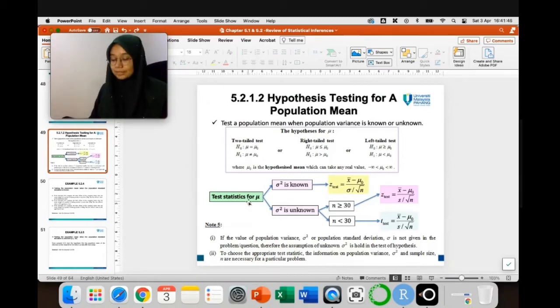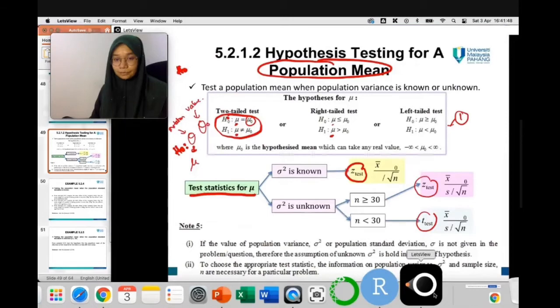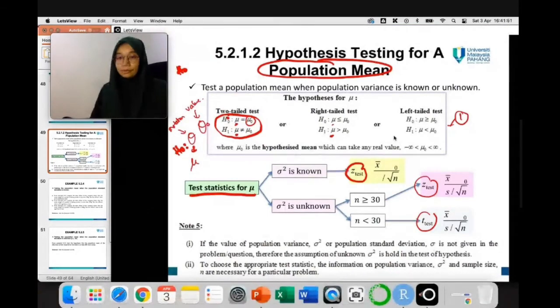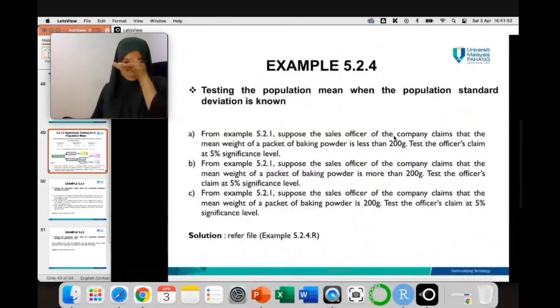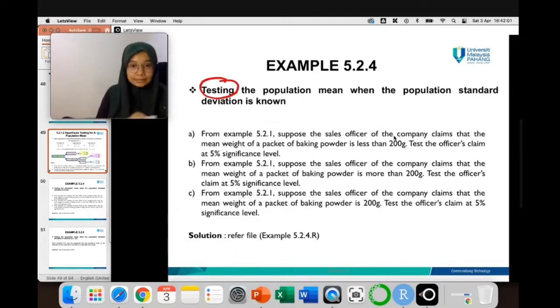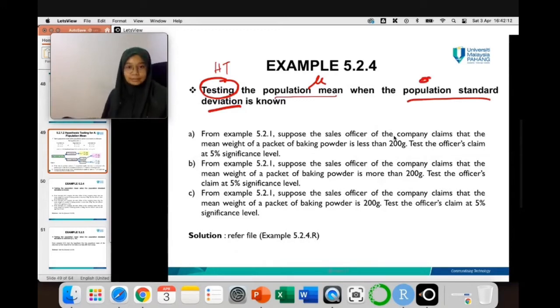Okay, let's look at example. How to conduct hypothesis testing for one population mean. Okay, test the population mean when the population standard deviation is known. So we will have the word testing. Bila disebut testing, dia adalah hypothesis testing. For population mean mu when population standard deviation is known. Sigma diberi. So, saya masih lagi menggunakan example baking powder tadi.